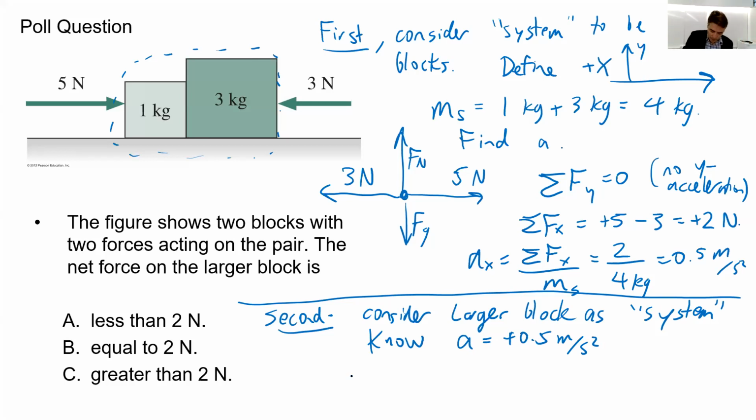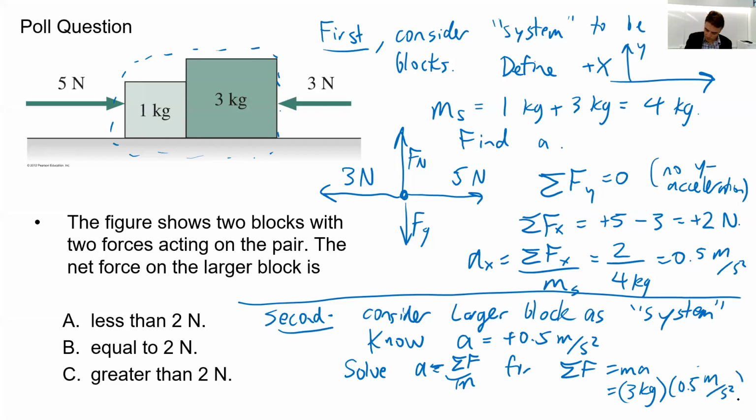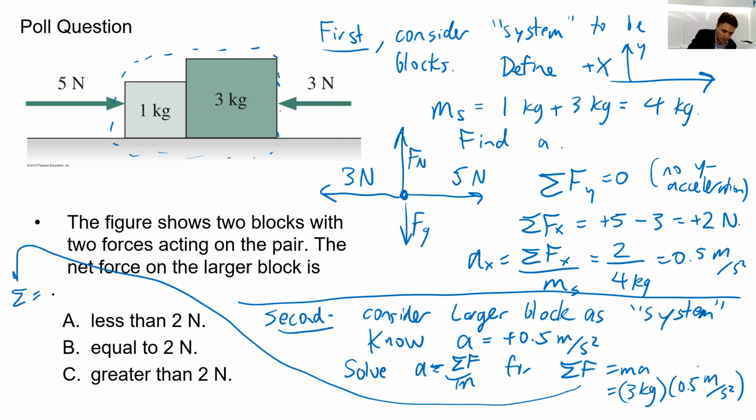And now you can solve a equals the net force divided by m for F, for net force. And you get F equals ma. So in this case, it's going to be the mass of the larger block, just the 3 kilograms times the 0.5 meters per second squared. And what you get is that net force is equal to 1.5 newtons. So that's A.